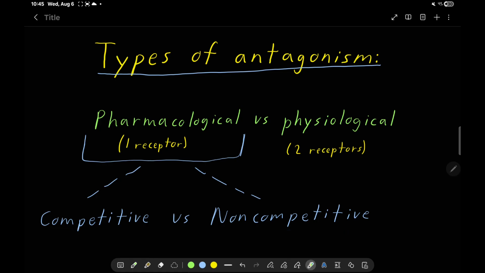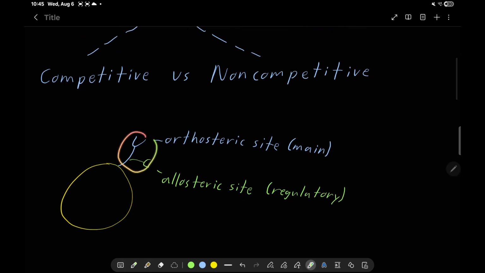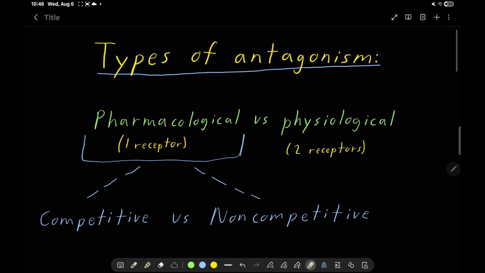Now remember what we learned in our last video about orthosteric and allosteric sites. So you have a cell with a receptor, and receptors can have different sites. Your orthosteric site, which is like your main site, that's where agonists can bind to produce responses inside the cell. But your receptor can also have this secondary allosteric site, which is like a regulatory site, where modulators can come and bind to regulate and fine-tune responses. Understanding these two distinct sites, orthosteric and allosteric, is crucial for understanding these next types of antagonism, competitive and non-competitive, which are both types of pharmacological antagonism.